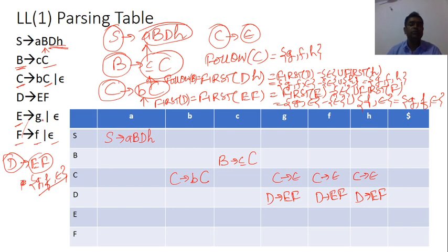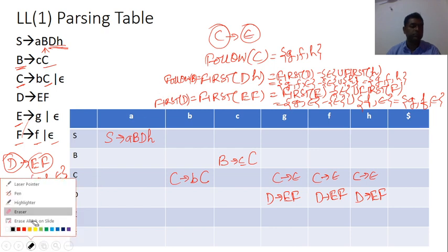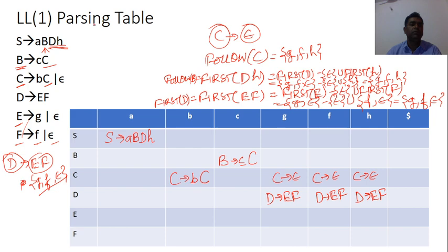Now consider the next production, E derives to G. I have to find out first of G. That is G. In the E row and G column, you have to insert E derives to G. E row and G column, this one you have to insert E derives to G.